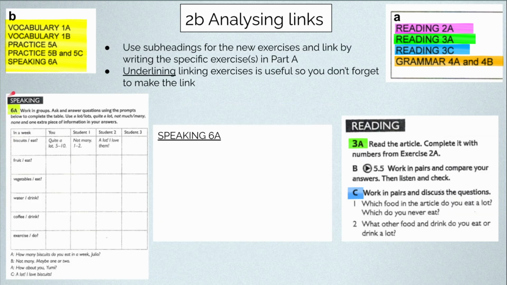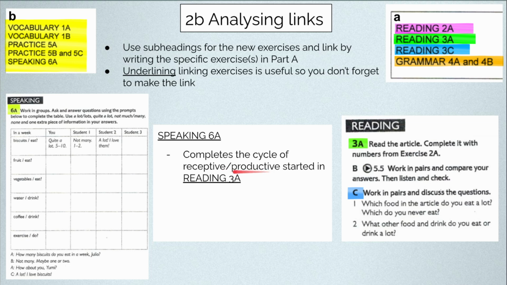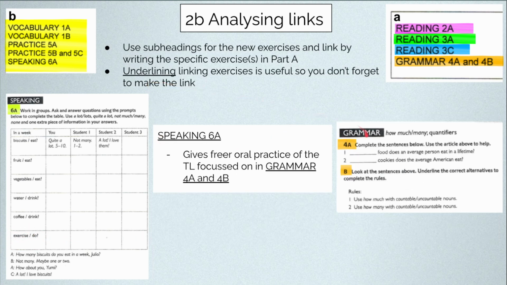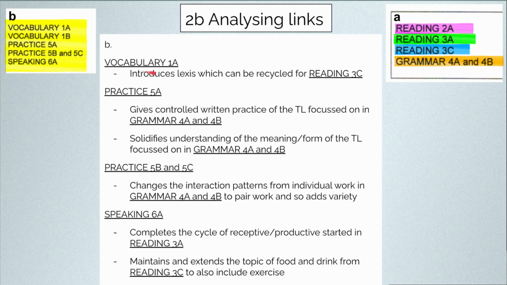Speaking 6a links with the reading by completing the cycle of receptive and productive started in reading 3a, and it maintains and extends the topic of food and drink to also include exercise. When linking the speaking with the grammar, it gives freer oral practice of the target language focused on in 4a and b. As before, we take 6 links across a range of different exercises, and your answer should look something like this. There will always be more than 6 possible links, probably at least 12, so even if you only get about half of them, you can still gain full marks.